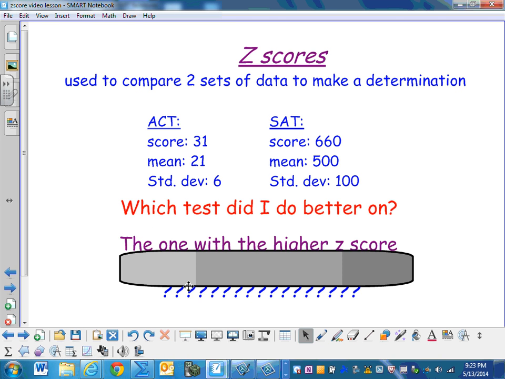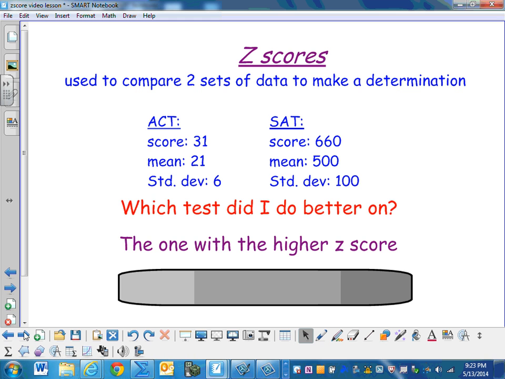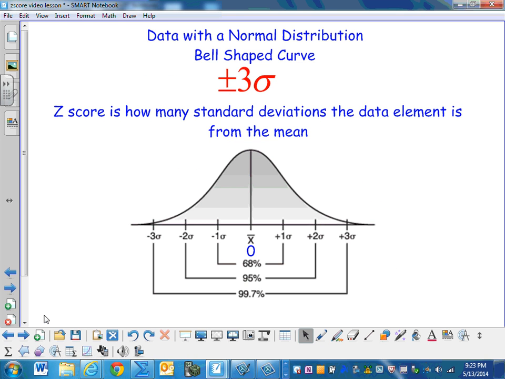It's the one with the higher Z-score. So let's see why that's true. We'll be working with data with a normal distribution. It creates a bell-shaped curve when we plot the data. 99.7% of the data will fall within plus or minus 3 standard deviations. Remember, a Z-score is how many standard deviations the data element is from the mean. The mean has a Z-score of 0. If the Z-score is positive, it's above the mean. If the Z-score is negative, it's below the mean.